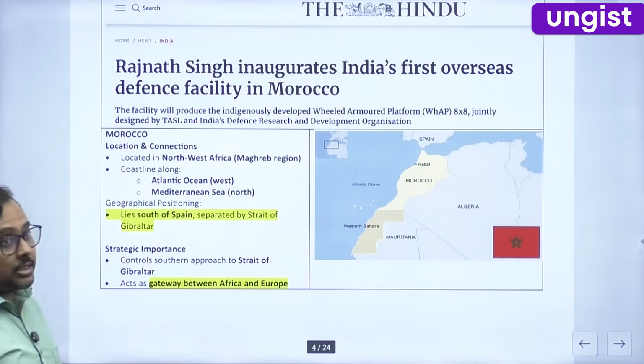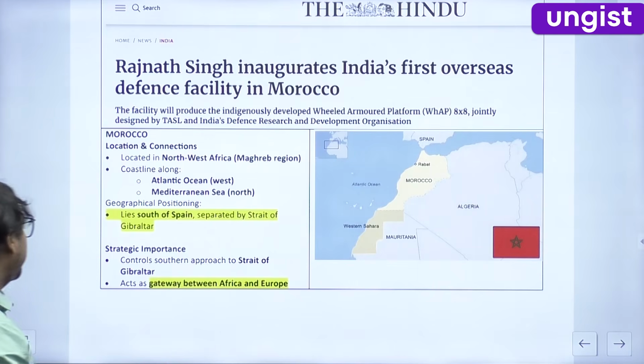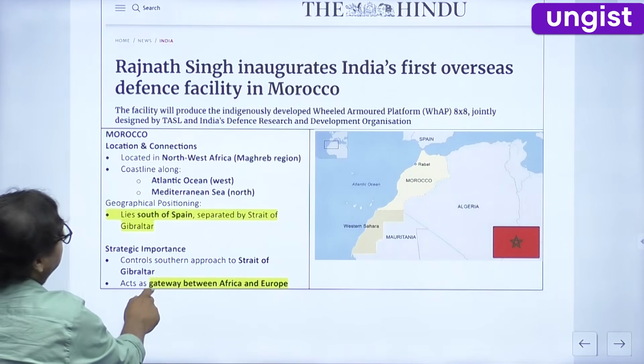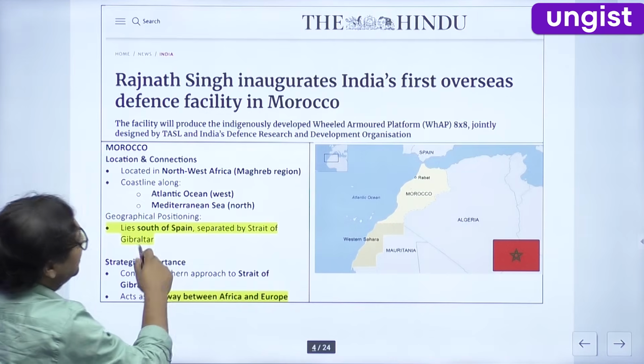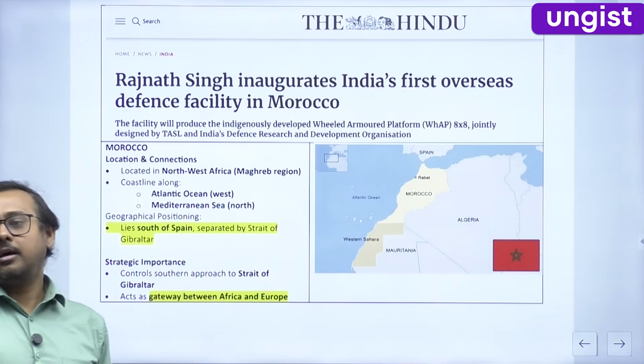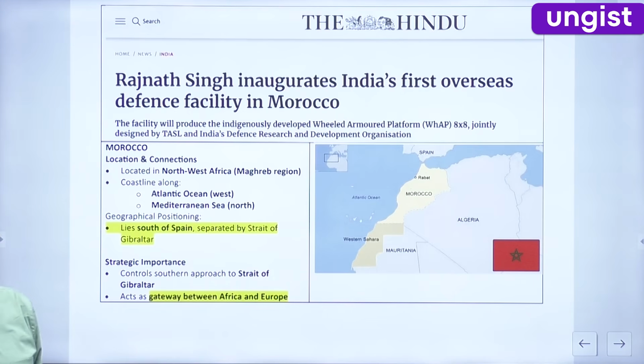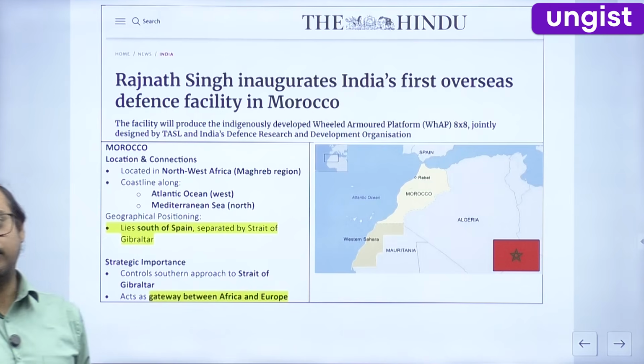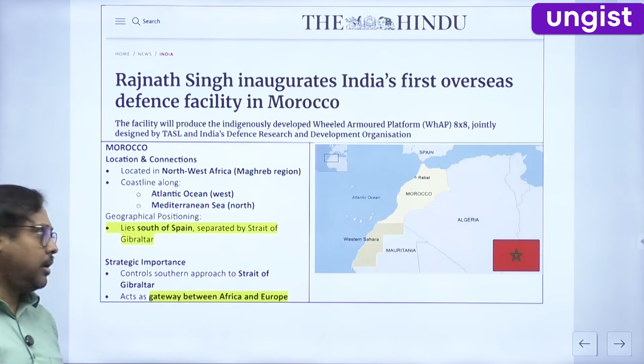Okay. Now this is a very interesting news, and this news came very recently. So India is setting up its first overseas defense manufacturing plant, and where it is setting up, we just discussed. Morocco, right? It is setting up in Morocco. Now I think we have talked about Morocco for a while.